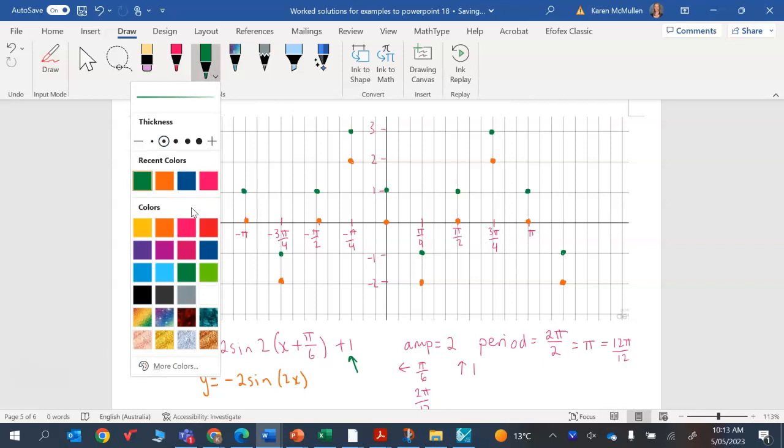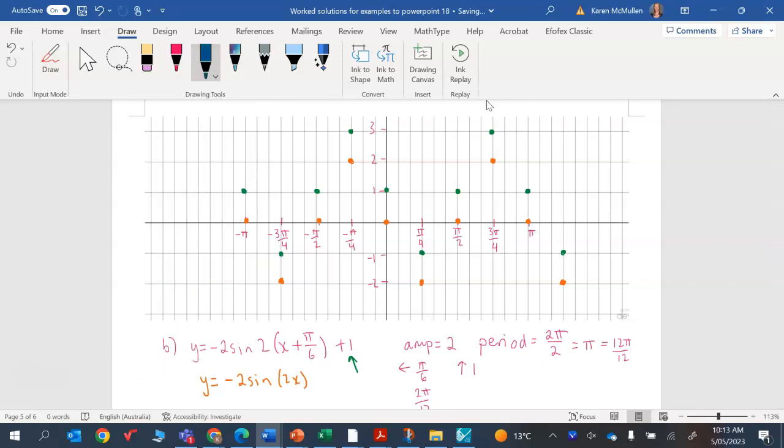All right, and then let's do it in blue. We've got our horizontal shift. Our horizontal shift is moved across pi on 6, which is 2 pi on 12. So every green dot is just going across 2. All right, so you can just work your way across.